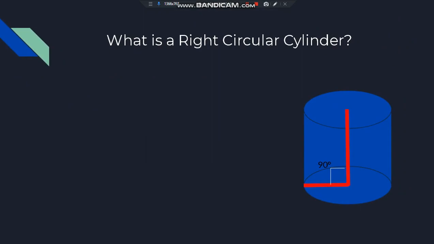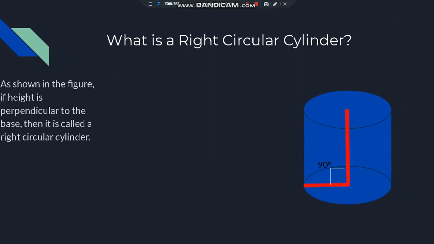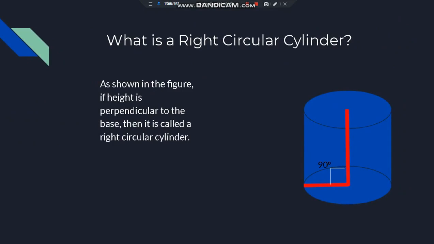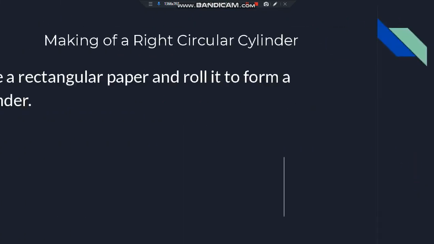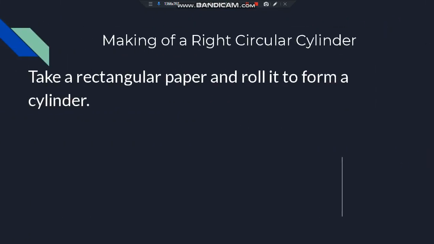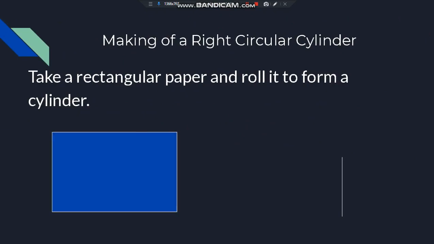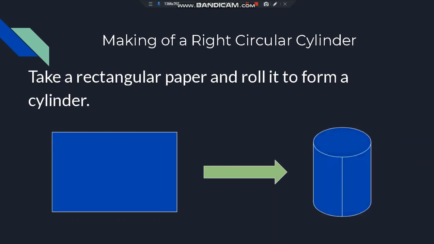Now let us see what is a right circular cylinder. As shown in the figure, if height is perpendicular to the base, then it is called a right circular cylinder. Now let us see how to make a right circular cylinder. Take a rectangular paper and roll it to form a cylinder.